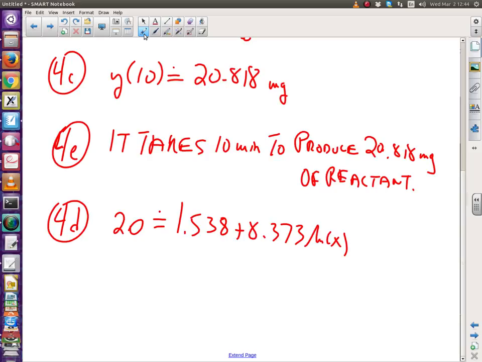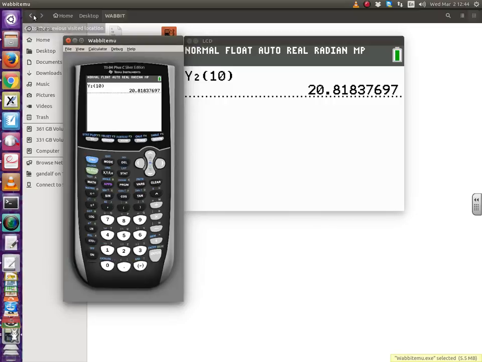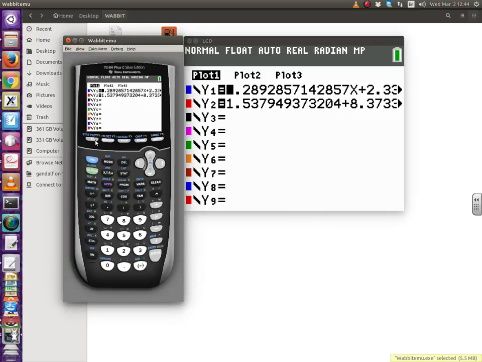All right, so let's do that on the calculator. Let's get another y value. So I want to know when y2, the logarithmic regression, right? This is the log answer. Notice it ends in ln x, doesn't it? There it is, see? All right, I want to know when it equals 20.